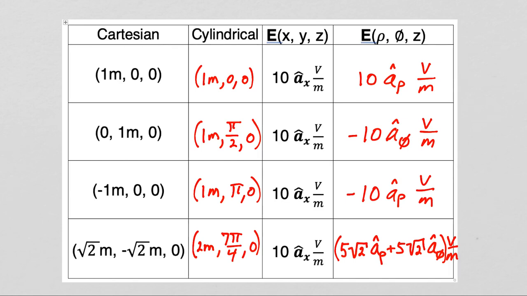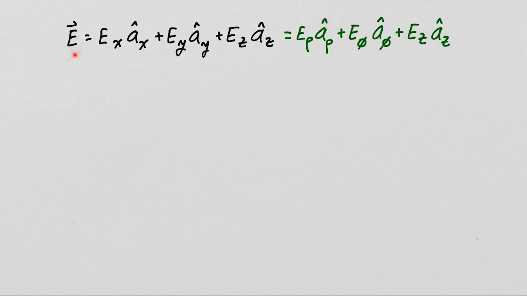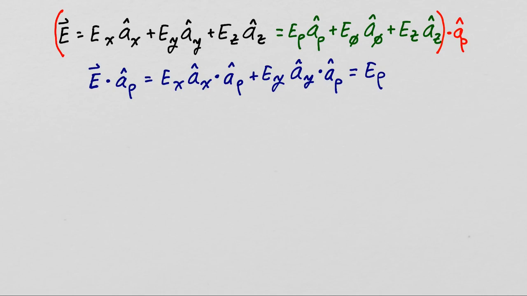Let's look at how, if you were given just some general vector, you would make this conversion. Here we have some vector at a point in space represented with its components in the Cartesian coordinate system. We could equally represent this vector with its components at that point in the cylindrical coordinate system. Let's take the dot product of our vector with the unit vector in the rho direction. Taking the dot product of this representation of our vector with a sub rho will give us just the component of the vector in the rho direction.